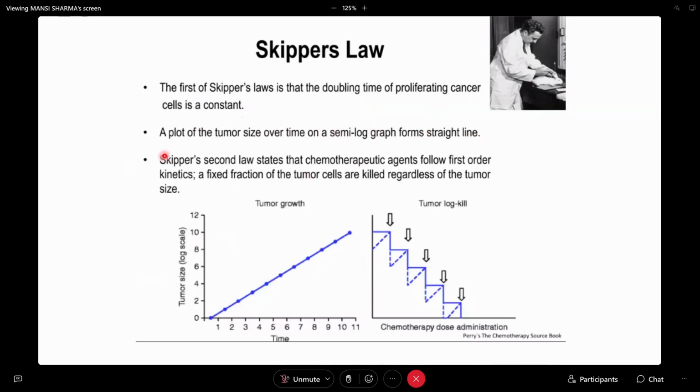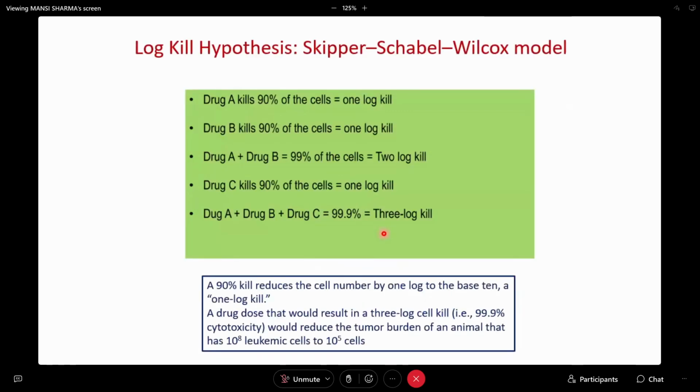Now, Skipper's second law states that chemotherapy agents follow first order kinetics. That is, a fixed fraction of tumor cells are killed regardless of the tumor size. So, no matter how big the tumor, a fixed fraction of the cells are going to be killed. For example, a 90% kill reduces the cell number by 1 log to the base 10. That is a 1 log kill.